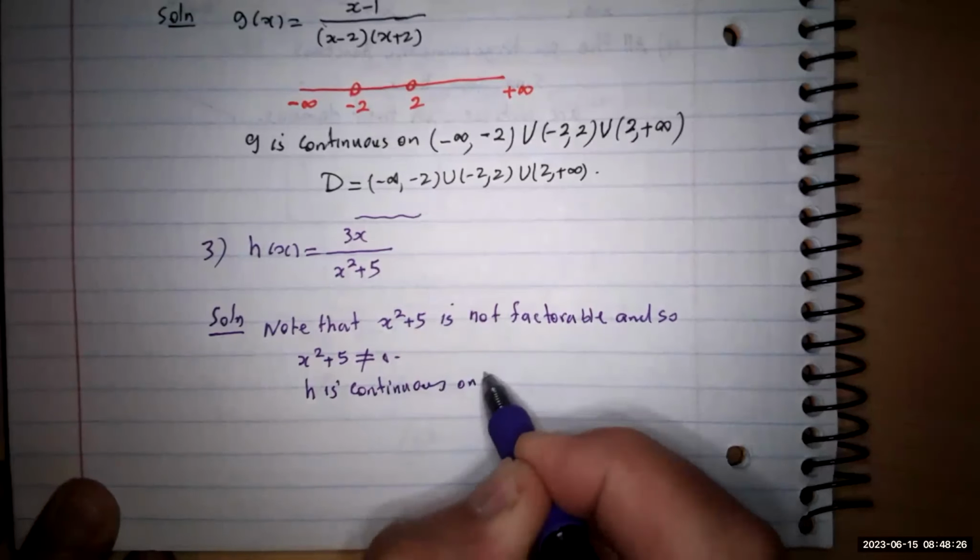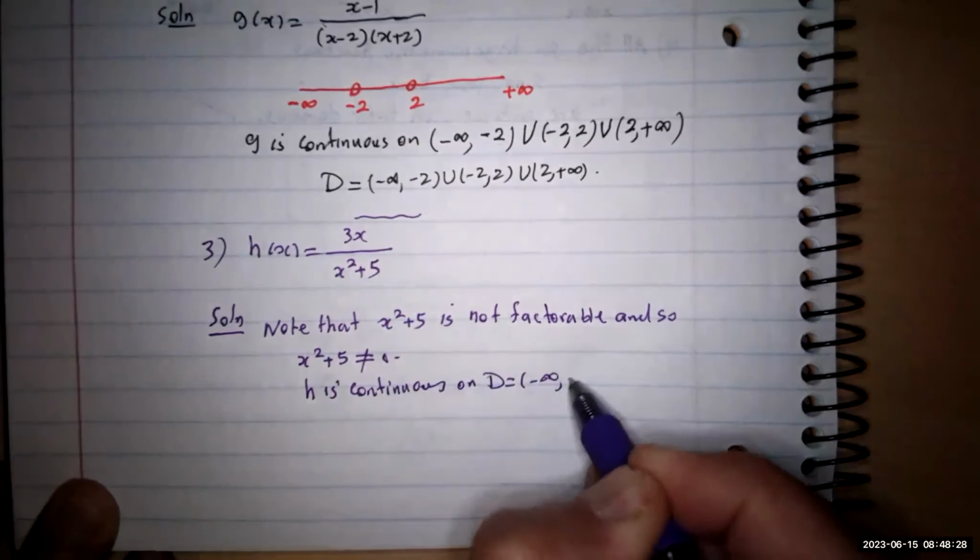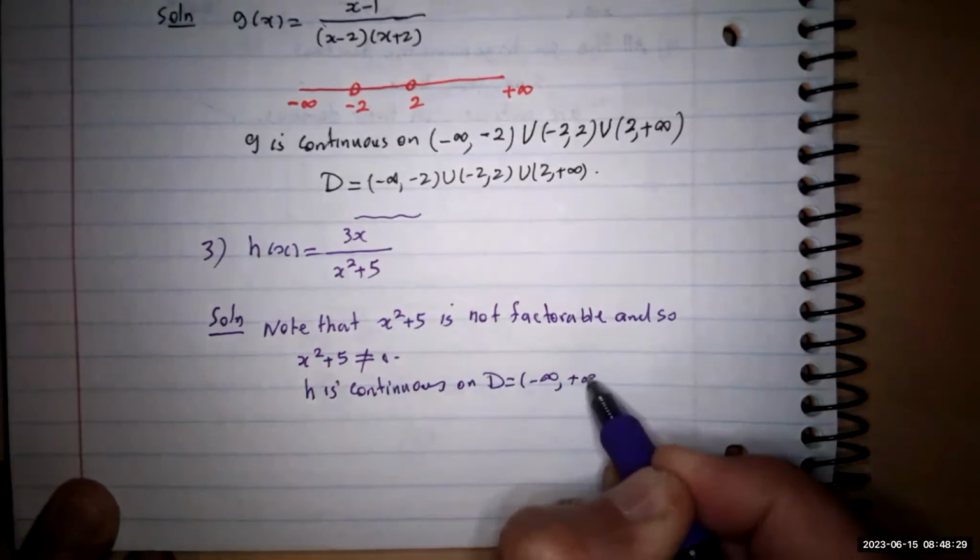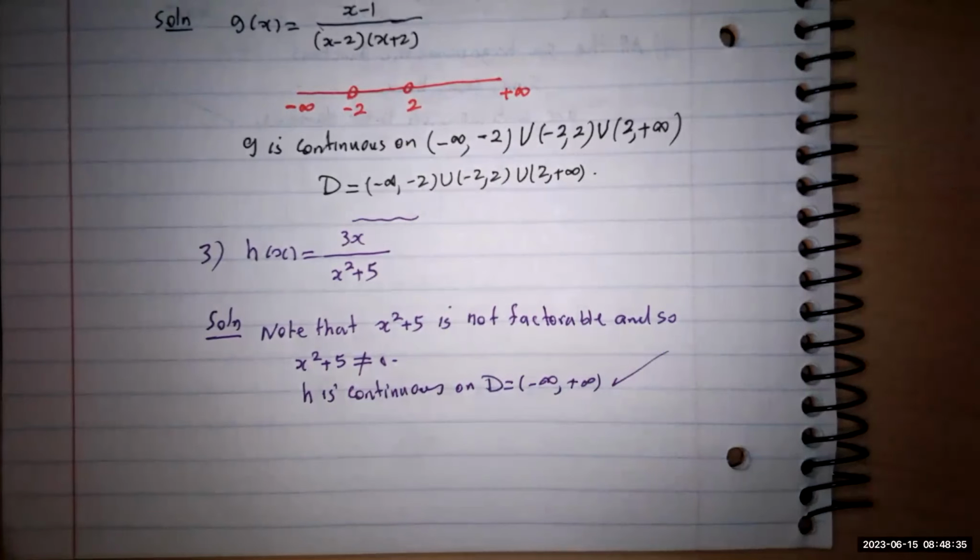Okay, everywhere on the domain, negative infinity and positive infinity. And then you're done. So this is one of those that, from time to time, you will see. So just make sure you are able to identify it. Any question?